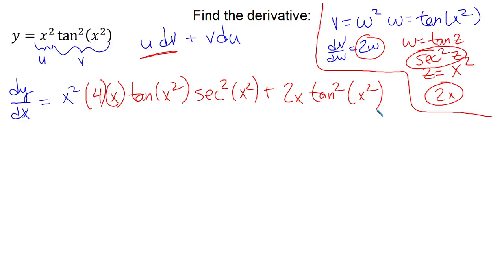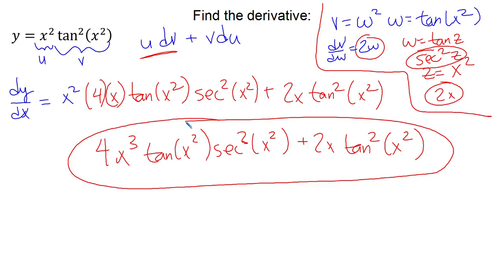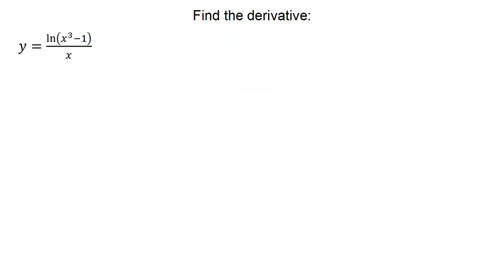And we can rewrite this probably a little bit nicer here. Let's rewrite this as 4x cubed tangent of x squared secant squared of x squared plus 2x tangent squared of x squared. And that's a good enough final answer. If you want to factor the 2x and a tangent x squared out of it, you're welcome to do that, but I don't necessarily need you to do that extra factoring unless you just want to. So that's number 10. That's half of the assignment.